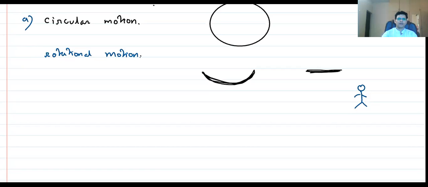Anyone have any issue? So we have rectilinear motion, which is in a straight path. Then we have curvilinear motion. In curvilinear motion, we have circular motion, and any motion which is not in a straight line, which is parabolic, elliptical, circular, is your curvilinear motion. Then we have rotational motion. If any object rotates along any axis, that is your rotational motion. Okay, got it.